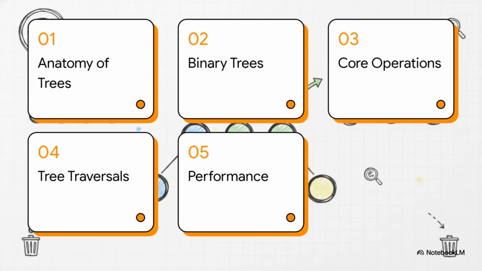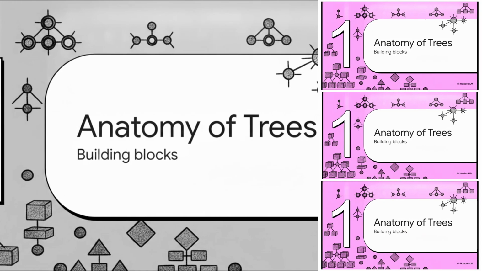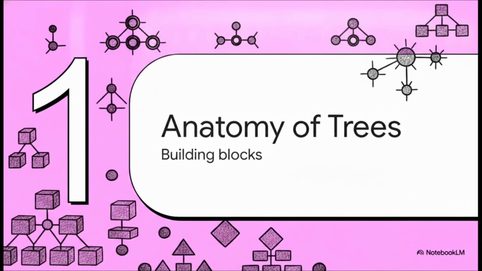Here is our agenda for this explainer. First, the anatomy of trees. Second, a focus on binary trees. Third, core binary tree operations. Fourth, navigating with tree traversals. And fifth, performance and complexities. Okay, moving into Section 1, the anatomy of trees.